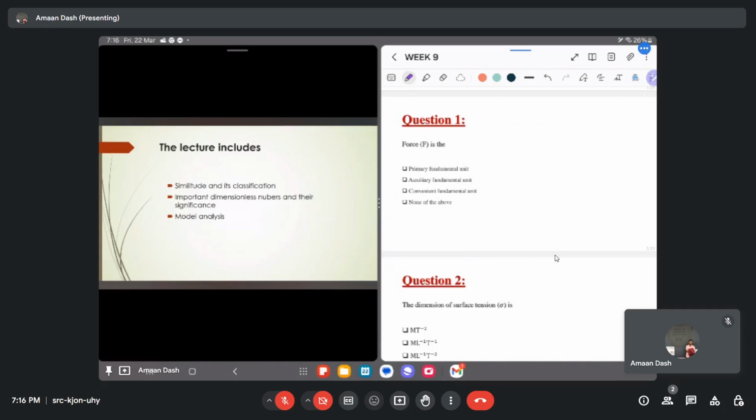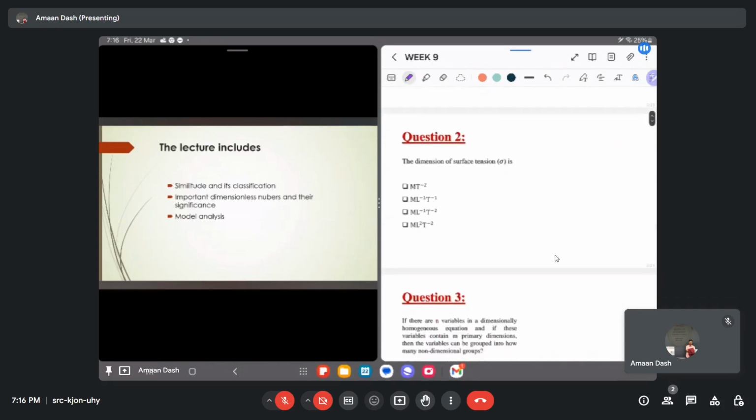So this force F that we see here is nothing but what kind of fundamental unit? So we know it is a conventional convenient fundamental unit. And then what is the dimension of surface tension? Surface tension is nothing but force by length, right? So force is m l t to the power of minus 2 by l. So this will be m t to the power of minus 2.